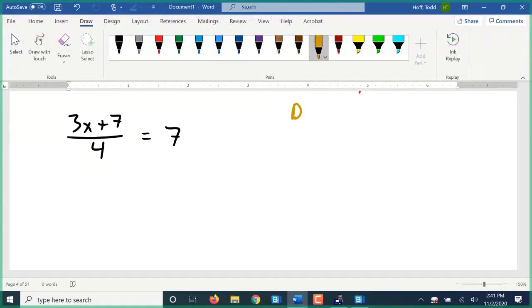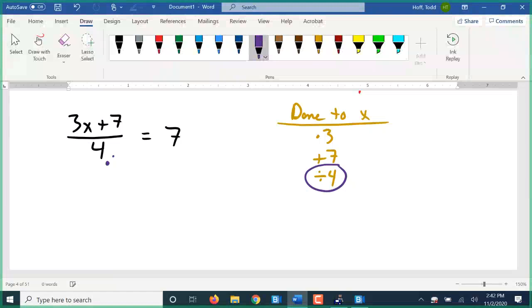So if you look here at what was done to x in this equation, x was multiplied by 3, then 7 was added. That's everything on top. There's nothing to do on bottom, so then we divided by the 4. So to take this apart, the last piece that was put on was dividing by 4. That's the first piece we take off. We take it off by multiplying by 4. So on the left side, we've removed that dividing by 4, so all that's left there is the 3x plus 7. On the right side, we've got 7 times 4 is 28.